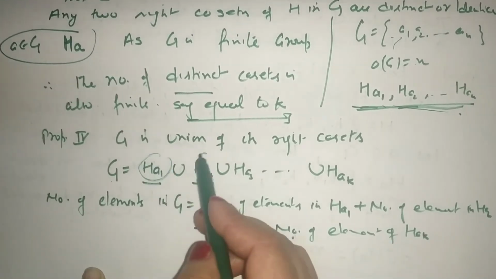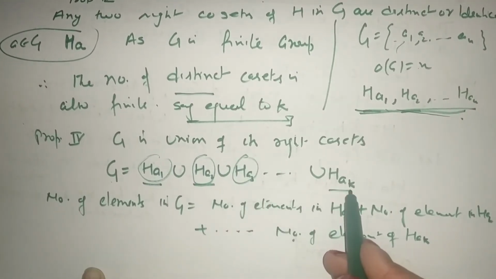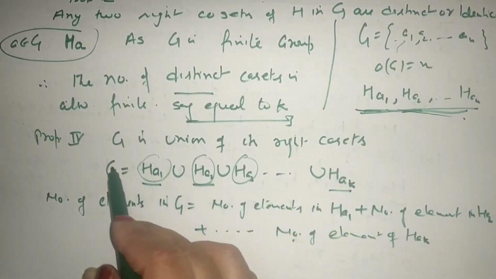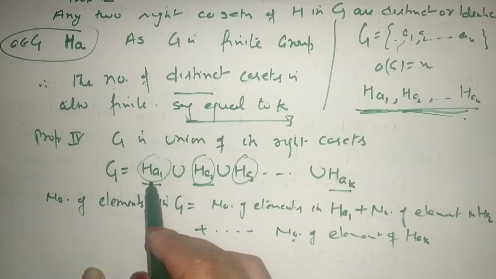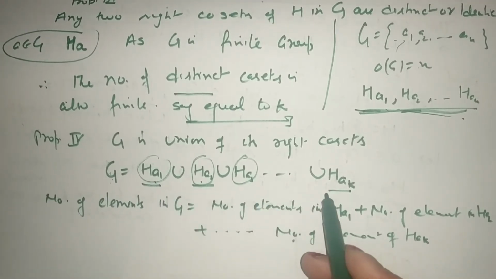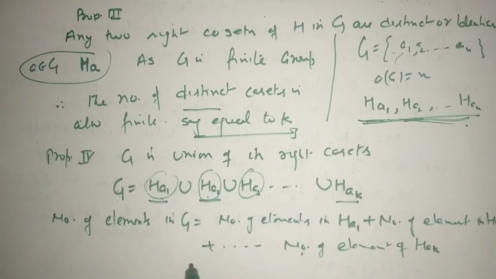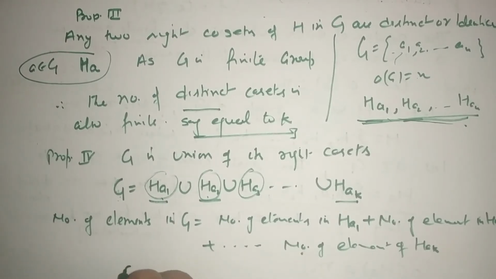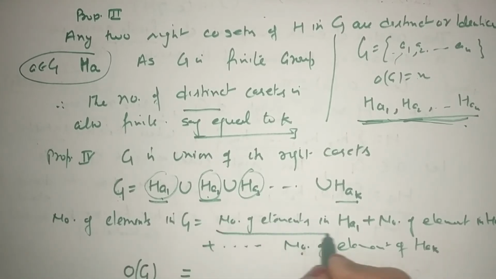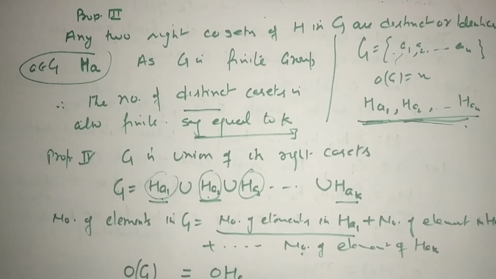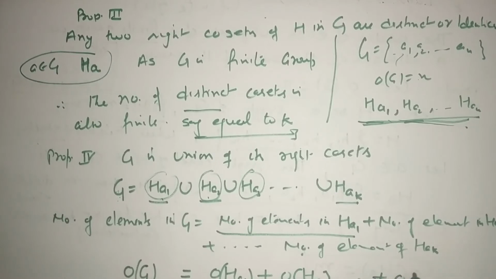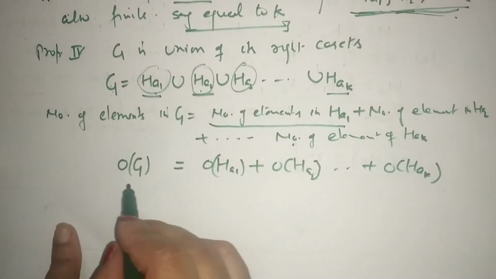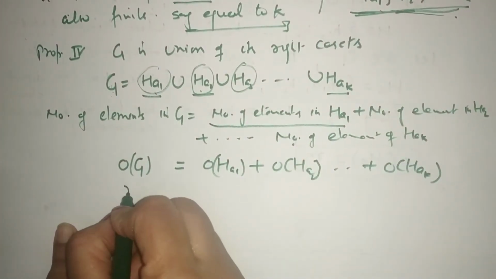Because all these are different, they have no element in common, they are disjoint cosets. So the total number of elements in G will be equal to the elements in each of these when added. We know the order of G, and the number of elements in HA1 is the order of HA1, then the order of HA2 and so on, the order of HAK. So the order of G will be this. Order of G is n.